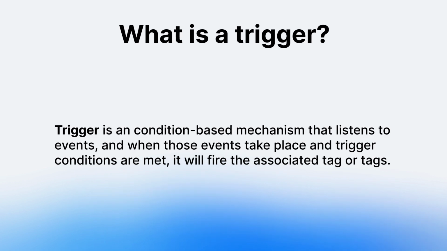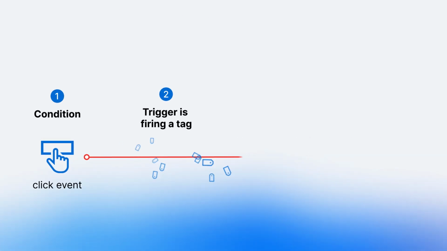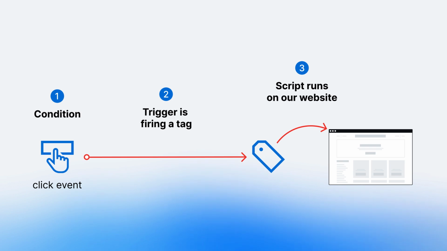So, what is a trigger? A trigger is a condition-based mechanism that listens to events, such as users' clicks on your website. Then, when those events take place and trigger conditions are met, it will fire the associated tag or tags. In that sense, triggers initiate the script in the user's browser under a given condition. In the context of analytics data tracking, we specify what needs to happen on our website so that we can send data via tag scripts. Knowing how to use triggers is crucial for effective tag setup and effective tracking setup.